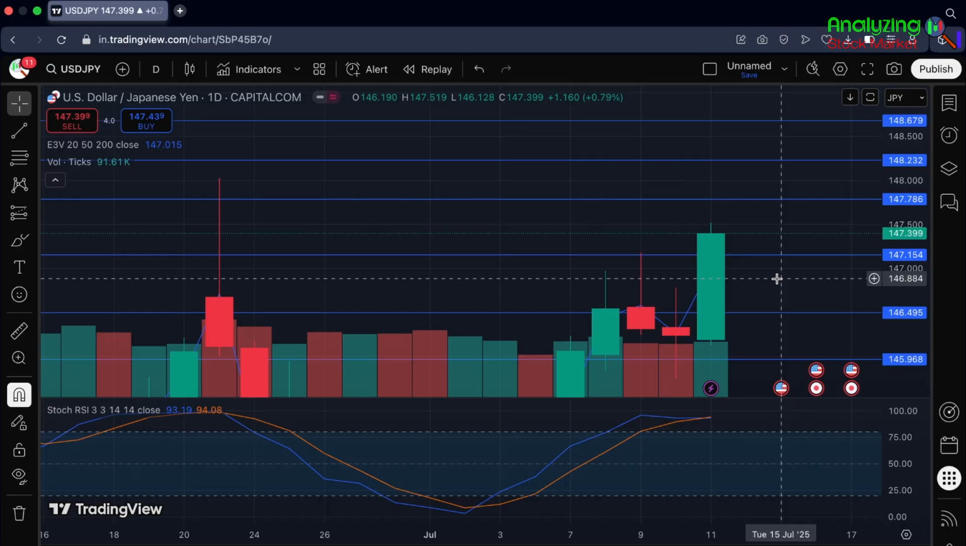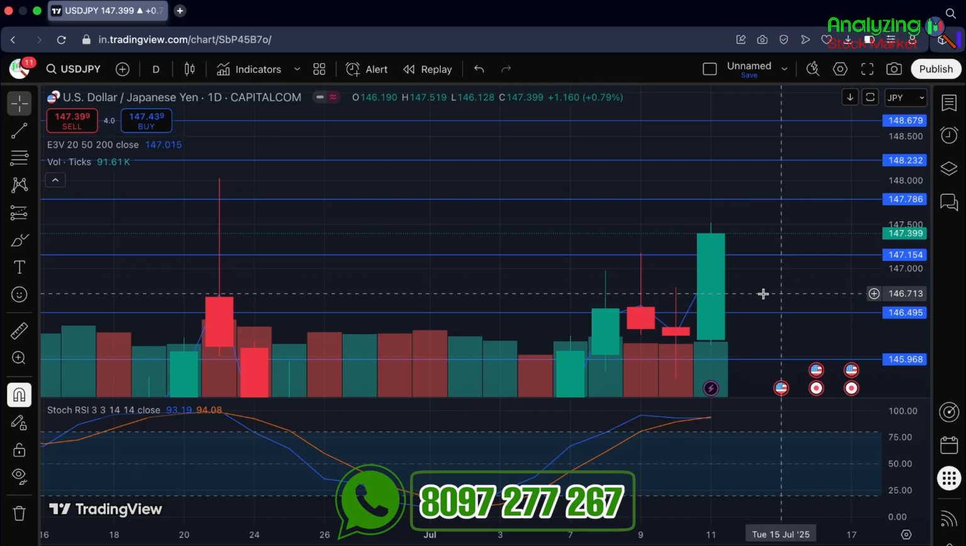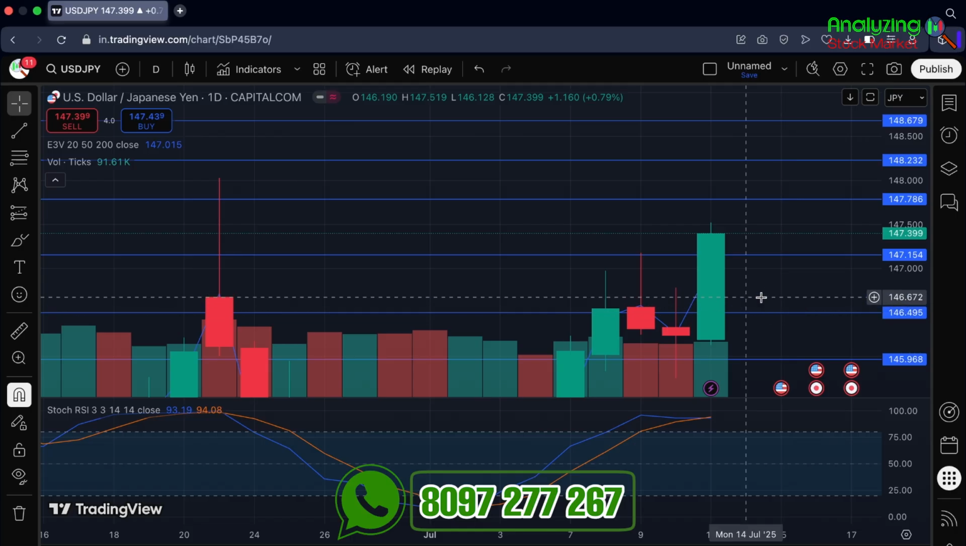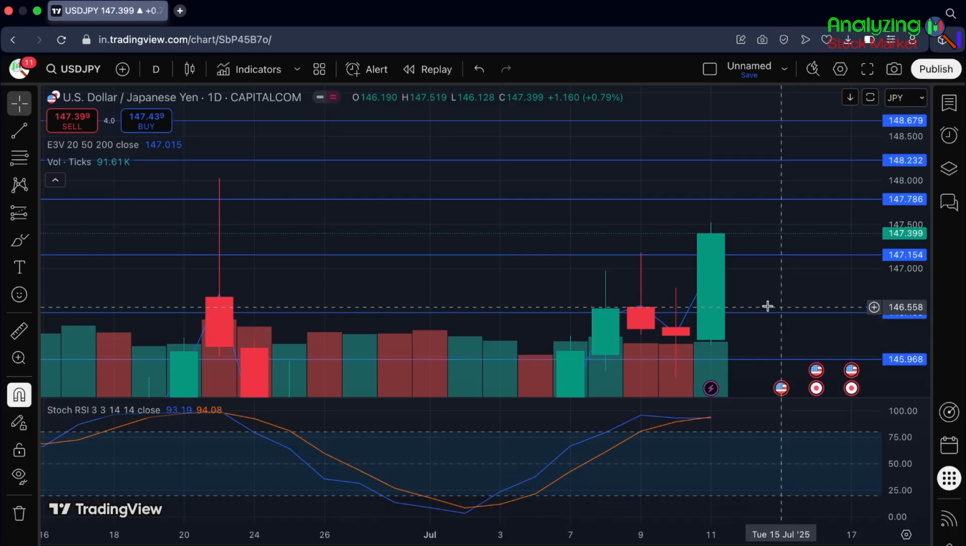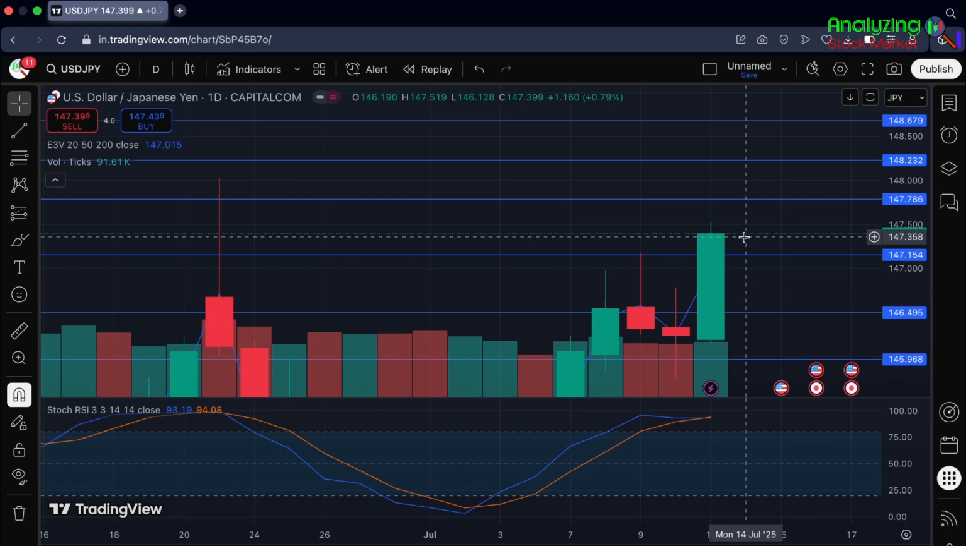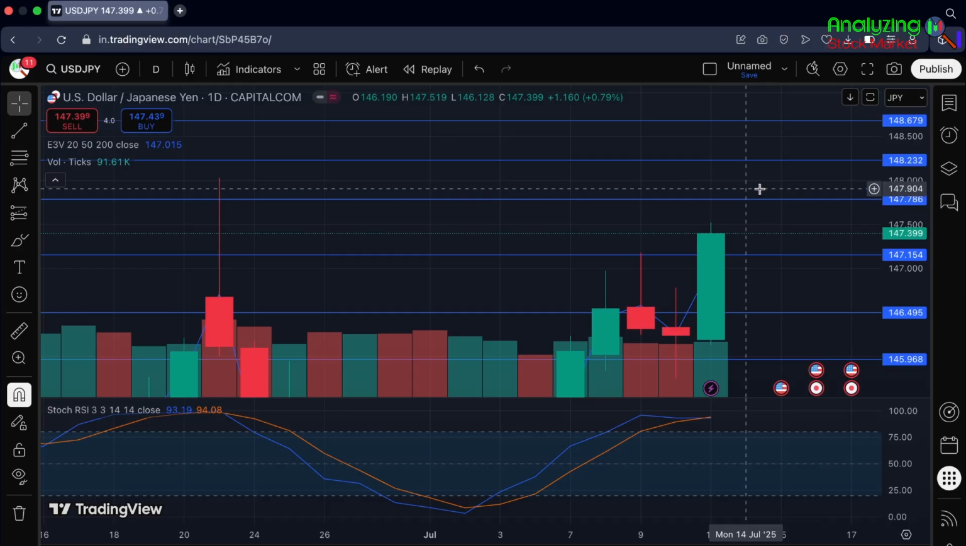But also, if there is a one-day candle closing below this level, which is 146.495, if the one-day candle breaches this level and gives a closing below it, then we'll see more downside or negative move in this pair. Also, if you are looking for a positive move or a bullish position, only take a bullish position when 147.786 is breached and a one-day candle closes above it. Until a one-day candle closes above this, you should not take a bullish position.